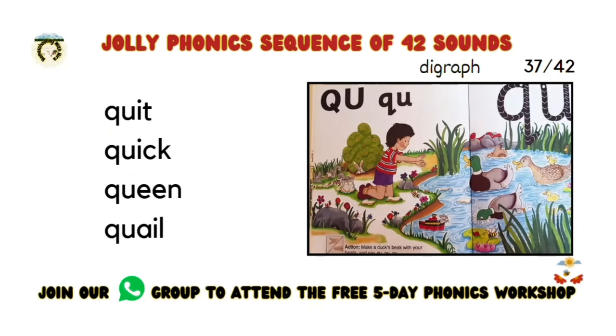Later, we have the digraph qua. Now, letter Q can never come without U. So this is a digraph. This is qua, qua, qua. Quit, qua, ik, quick; qua, in, queen; qua, ale, quell.